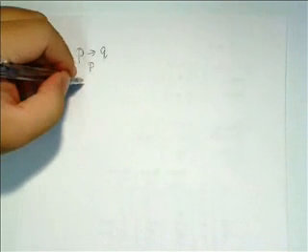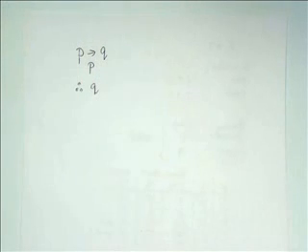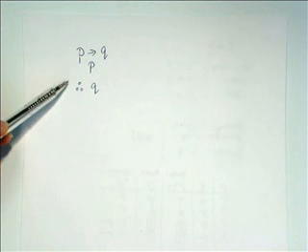Okay, so the four forms are modus ponens, modus tollens, converse error, and inverse error. I'll show you one of them. This is the first argument form: premise 1, premise 2, conclusion.